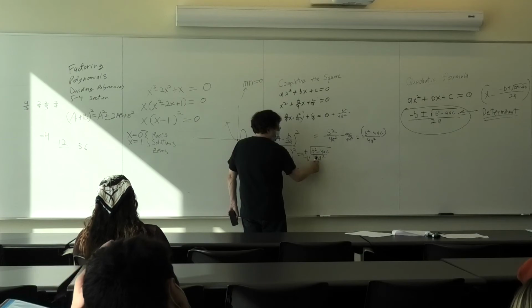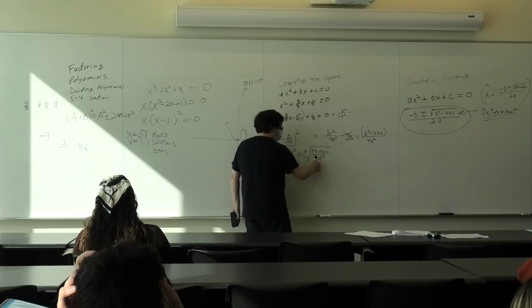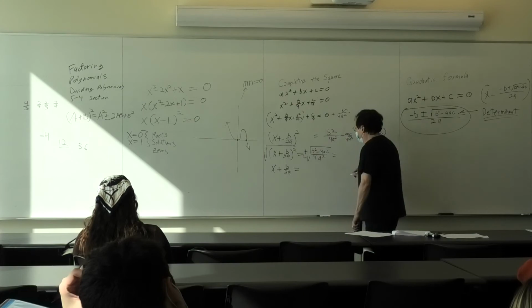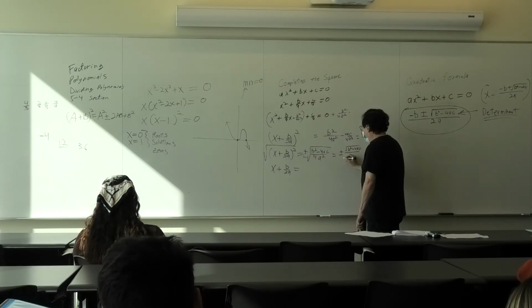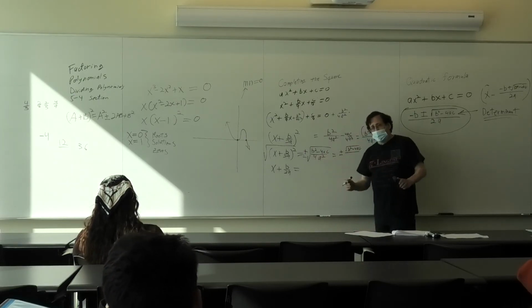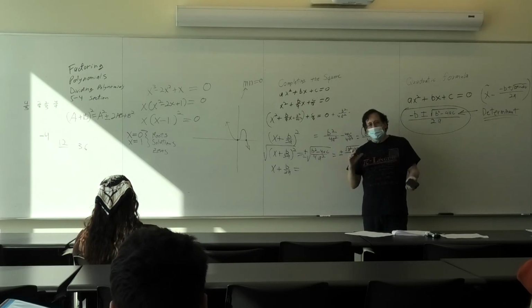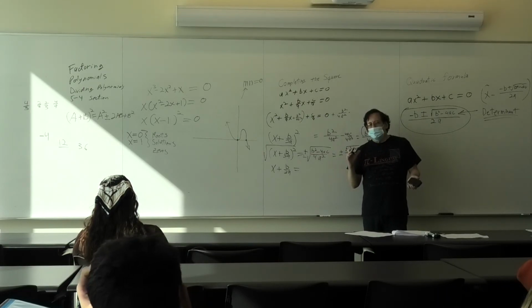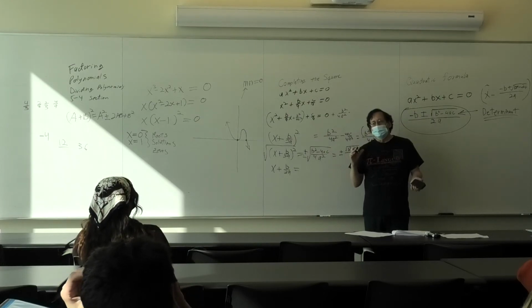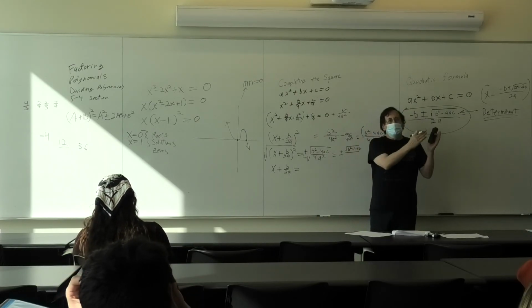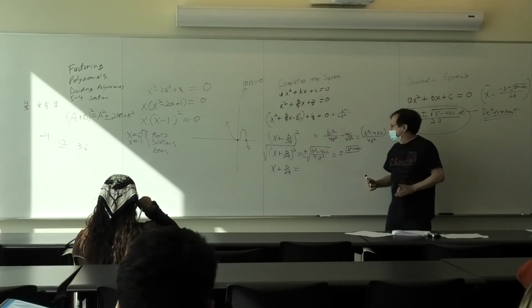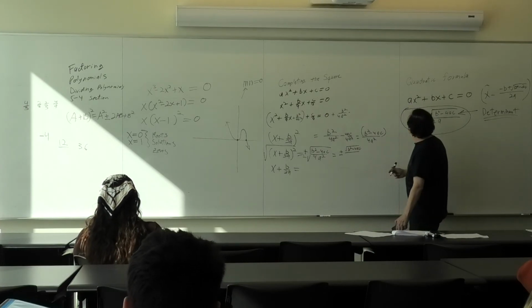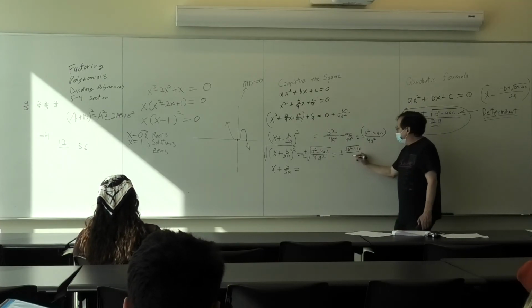Although, if you remember your rules of radicals, this is the square root of b squared minus 4ac over the square root of 4a squared. Well, what's the square root of 4a squared? What number do I multiply by itself to get 4a squared? It's 2a.